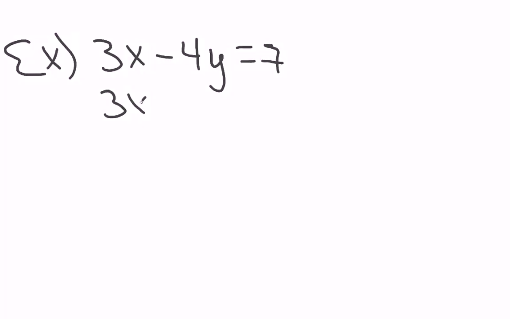So our first system we're going to look at is 3x minus 4y equals 7, and 3x plus 2y equals negative 5. And so the question we have is, when the second equation is subtracted from the first, the resulting equation is what?